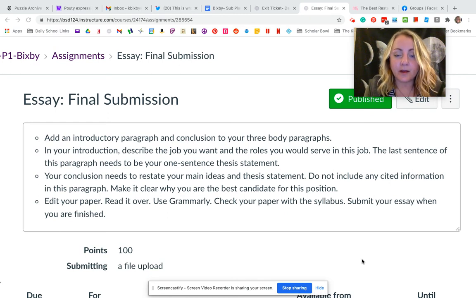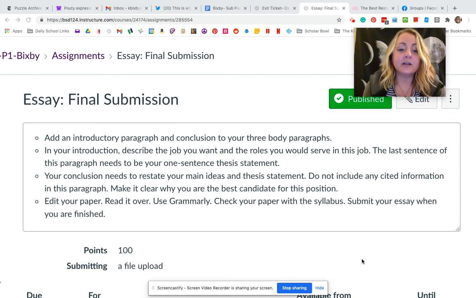In your body paragraphs, you included a topic sentence, your explanation behind what that personality trait means to you, a direct quote that is introduced with your own words and properly cited, and then your personal anecdote about a time that you have shown that you have that personality trait. Today, you're going to include your introduction.